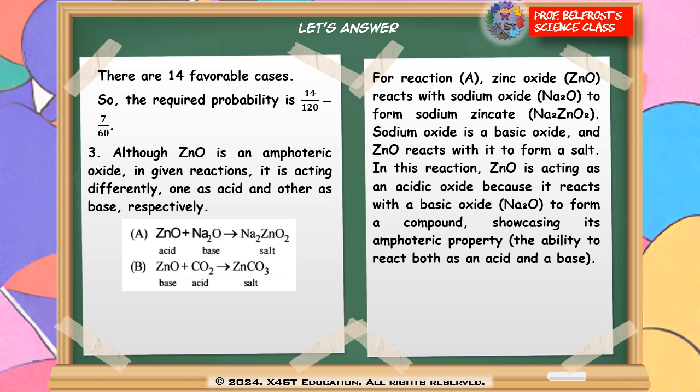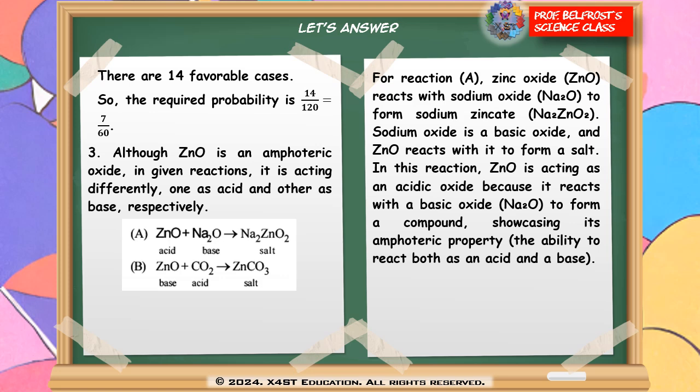Zinc oxide is an amphoteric oxide, but in the given reactions, it acts differently, one as an acid and one as a base respectively. We see the chemical reactions that I've shown here. For reaction A, zinc oxide reacts with sodium oxide to form sodium zincate. Sodium oxide is a basic oxide here, and zinc oxide reacts with it to form a salt. In this reaction, zinc oxide acts as an acidic oxide because it reacts with the basic oxide to form a compound, showcasing its amphoteric property.